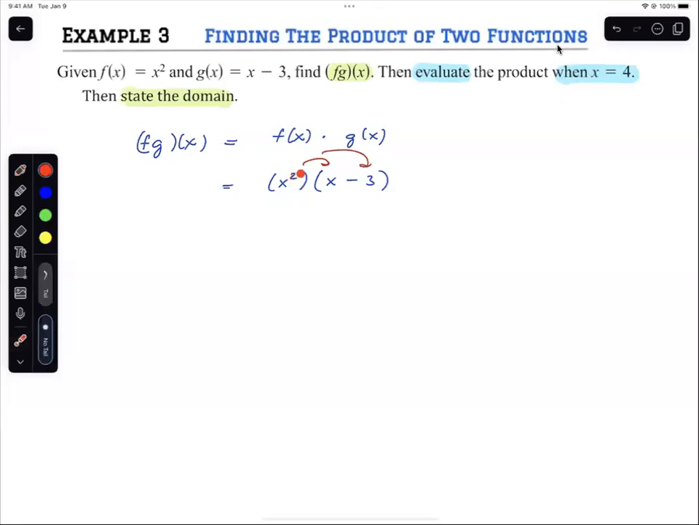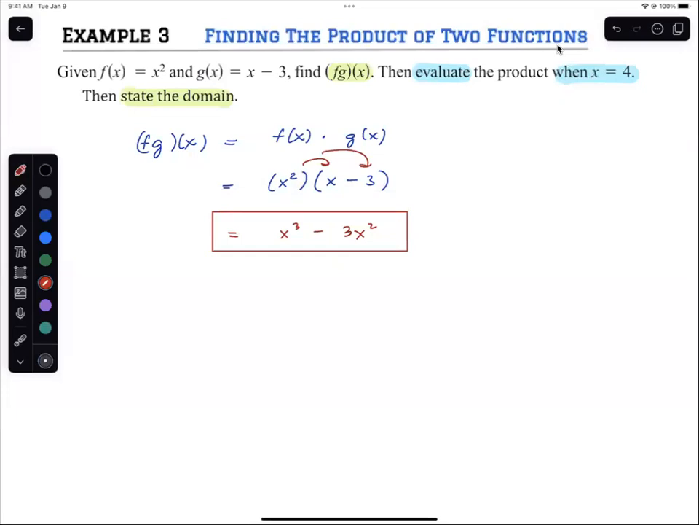Sorry about that. So distribute the x squared to both terms, and you should get x cubed minus 3x squared. So this is the product. So then to find when x equals 4, we're going to plug in 4. So f g of 4, we're going to plug in the 4 wherever we see an x.